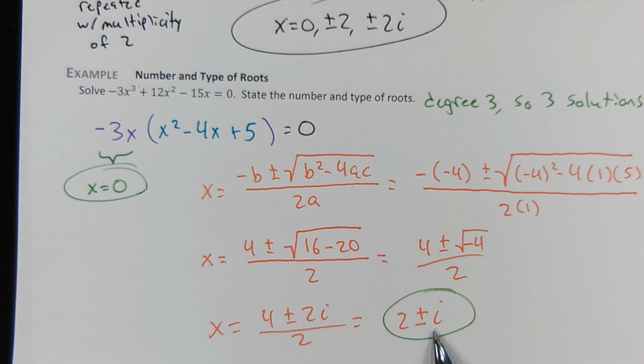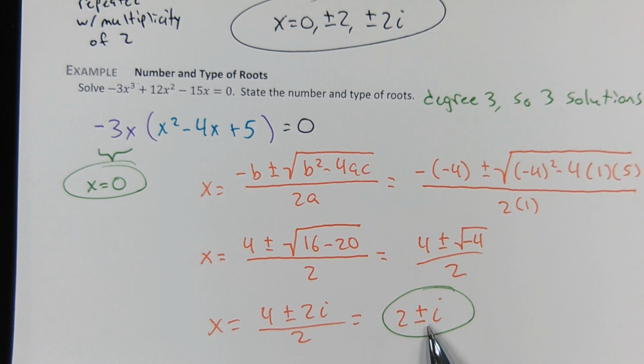So you can have 0 complex answers. You can have 2 complex answers. You can have 4 complex answers. You can have 6 complex answers. You cannot have 1, 3, 5 complex answers. That's impossible. Because the quadratic formula will always give you conjugate pairs. Okay?